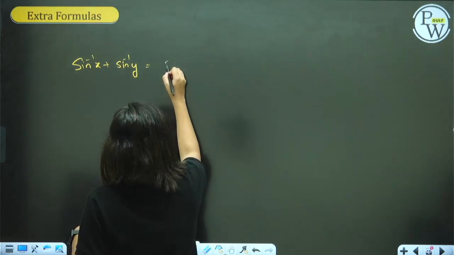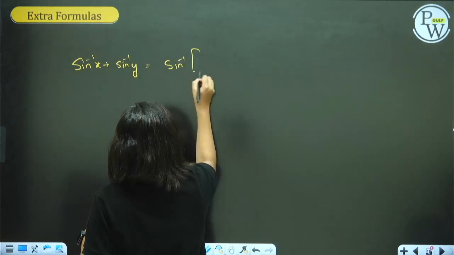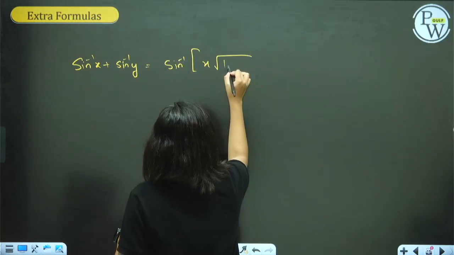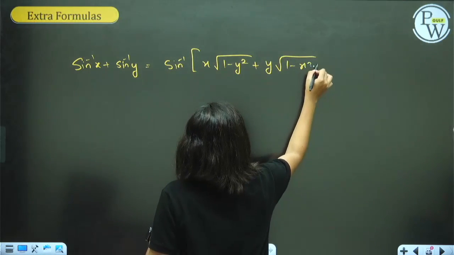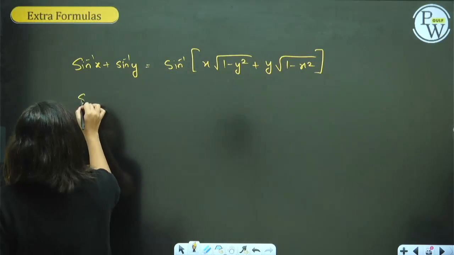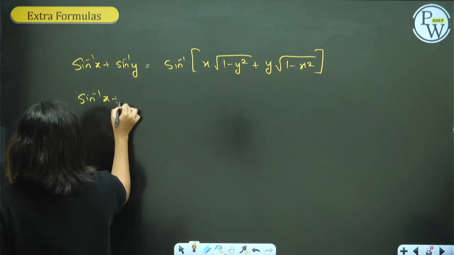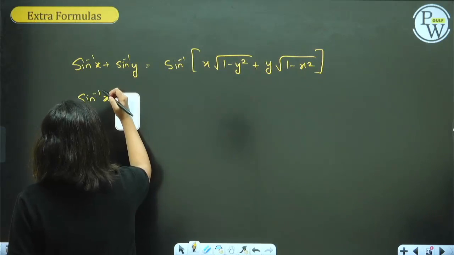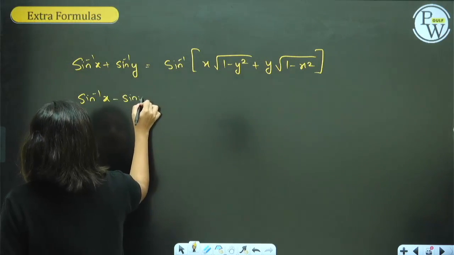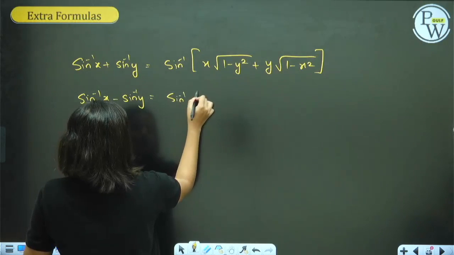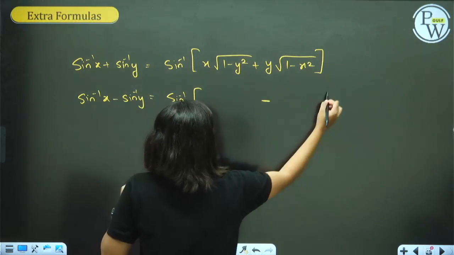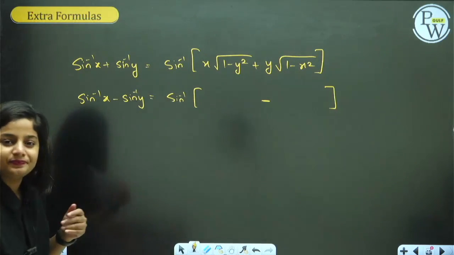It can be written as sine inverse of x root 1 minus y square plus y root 1 minus x square. Similarly, if there is a negative sign, sine inverse of x minus sine inverse of y, you will write the same formula but with a negative sign in between, nothing else.